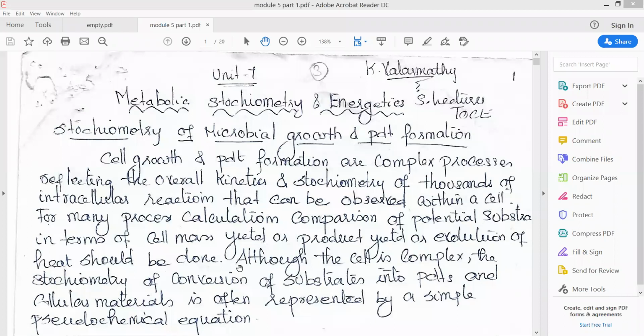Metabolic stoichiometry. So the difference is, normal stoichiometric balance is balancing a chemical reaction. Okay. So metabolic stoichiometry is nothing but balancing a biological reaction. Clear? Concept is clear. What is the difference between normal stoichiometric and metabolic stoichiometry? Clear, ma? Guys? Yes, ma'am. Okay.